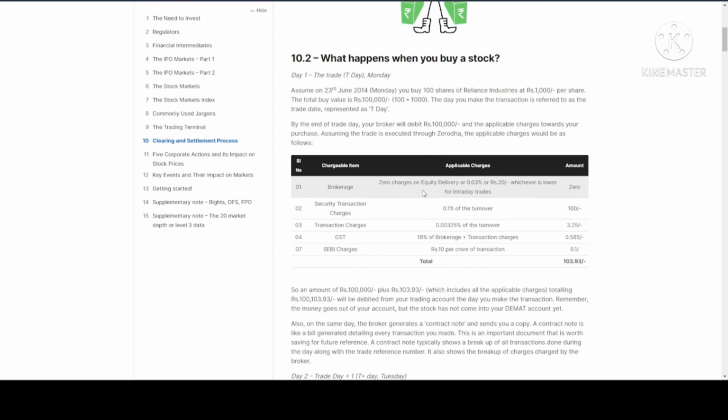Zero charges on equity delivery, or rupees 0.3 or rupees 20, whichever is lower, for intraday trades. Okay. Security transaction charges 0.1 of the turnover.